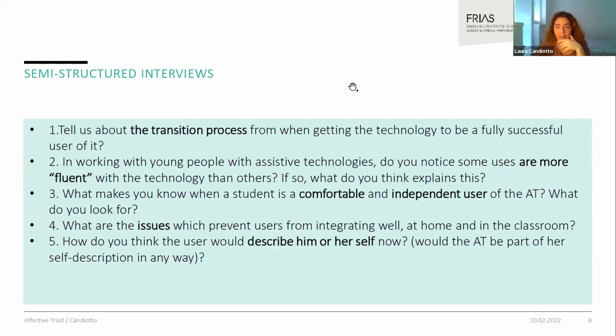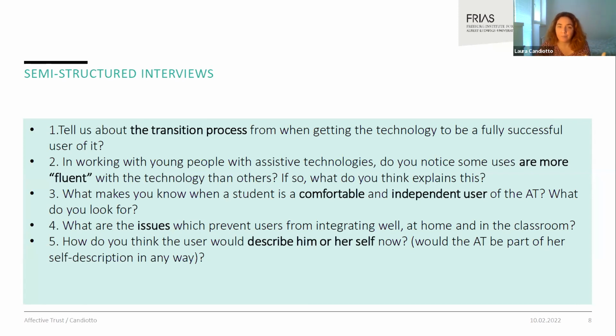This is the general framework. And in order to see if this framework can help to better understand what is going on when there is this close relationship between a user and a technological device, we conducted some interviews. These questions come from the interviews with the teachers at the school, which for me are quite interesting, because the point was to understand the transition process from just using the technology as an instrument to becoming a fully successful user of it. And in the case of assistive technology, it seems that this happens when this device is endorsed in a fluent and automatic way.